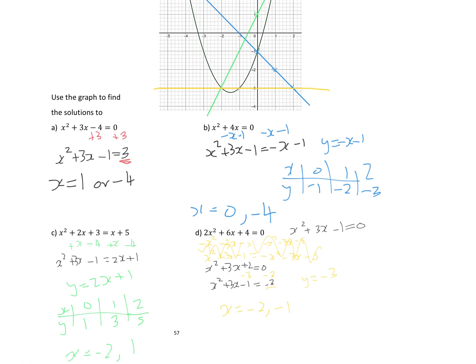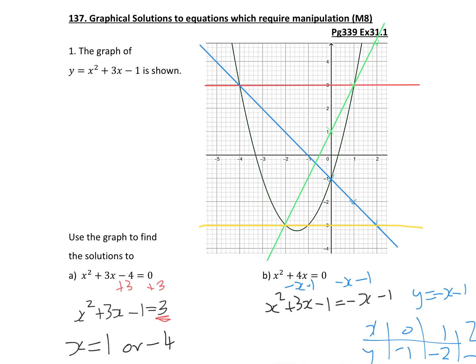Okay, so to summarize, you look at your equation and you manipulate and change it so that one of the sides looks like the graph that's been drawn, its equation, and then you plot the other side. You make the other side equal to y and you plot it. And then you look and see where the lines intersect to get your solutions for x.